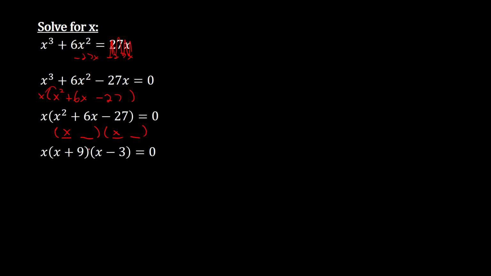Right? And that's going to add together. 9 and negative 3 will add to give you a positive 6. So it's going to be x and then plus 9 and then x minus 3. And then don't forget about the x out here in the front. So now we've factored completely.